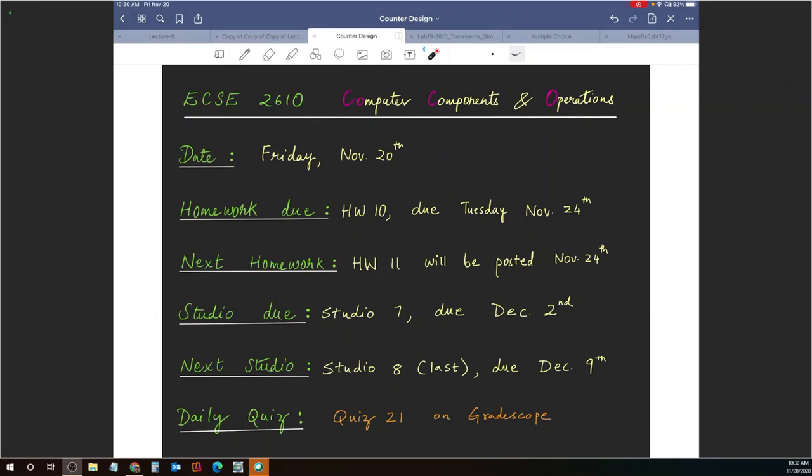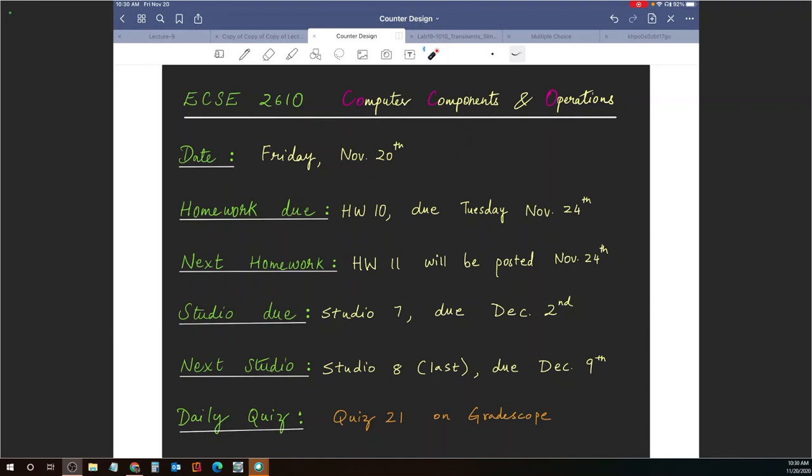As usual, we'll start with a couple of announcements. Date today, Friday, November 20th. So we are just 1 week away from Thanksgiving break. Homework 10 is due next week, Tuesday, November 24th, and homework 11 will be posted the same day. I will not make homework 11 due soon after you come back from Thanksgiving break. I'll give you guys a few more days to work on that. So Friday after Thanksgiving break, that's when homework 11 will be due.